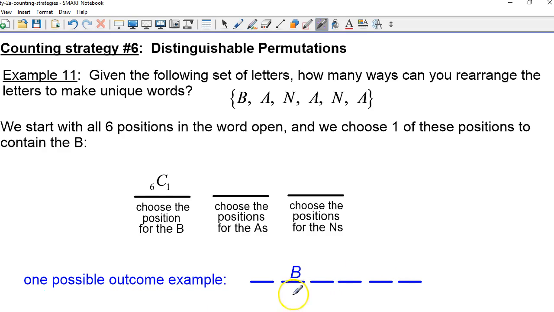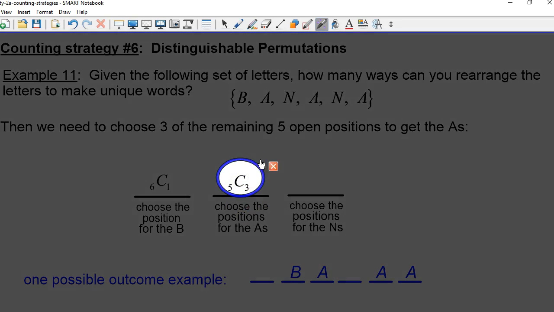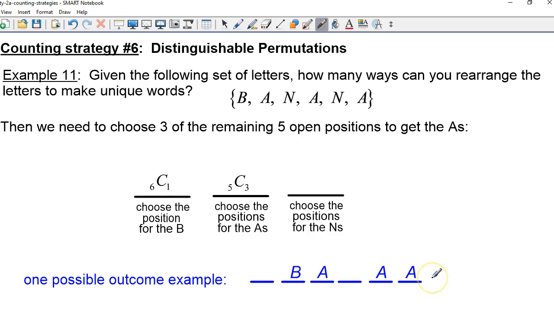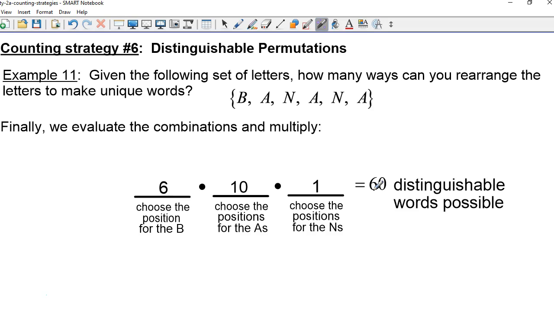So here's an example. Maybe we choose the second spot here to have the B. Okay. Now we need to choose 3 of the remaining 5 open spots to get the A's, right? We've used up 1 for the B, so there's only 5 spots left. That's why, out of the remaining 5 spots, we have to choose 3 of those to contain the A's. So for example, maybe the A's are in the positions down there. This is just one possibility that I'm showing on the bottom here. And then we would want to choose positions for the N's, so there are 2 remaining spots, and we'd have to choose both of those. So 2 choose 2 different ways to choose the positions for the N's. By the multiplication principle, we would multiply these combinations and get that there are 60 distinguishable words possible.